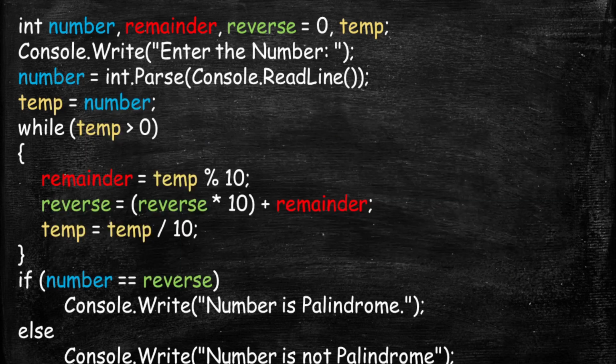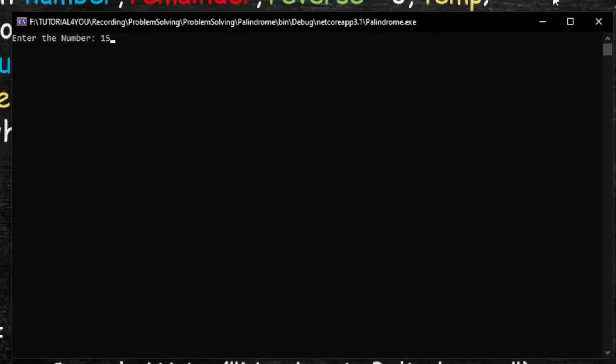So you can use this while loop and this method to reverse any number. Let's check our program one more time. So this time we will enter 156 and the output is: number is not palindrome.